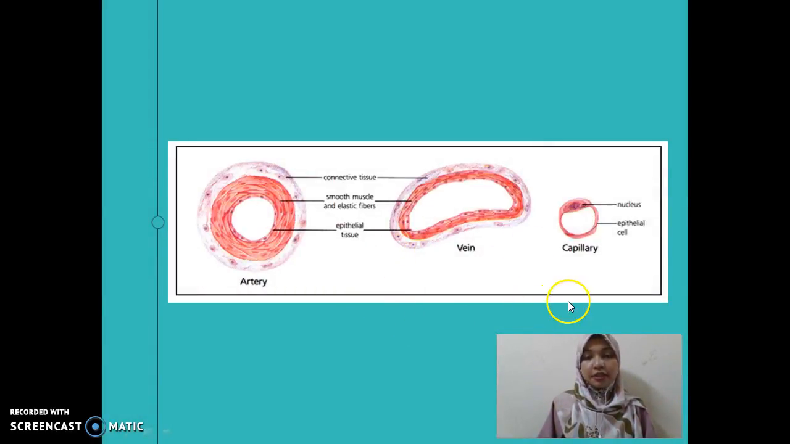As you can see here, the artery and vein consist of connective tissue, smooth muscle, elastic fibers, and also epithelial tissue, while the capillary consists of only a single epithelial cell layer.